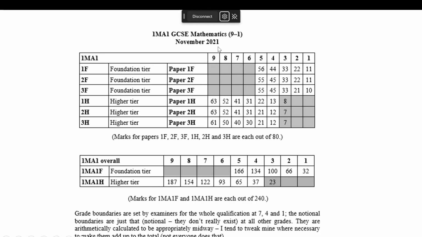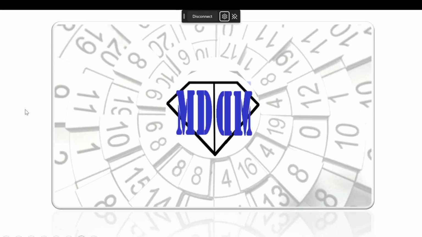Before we get started, I'm just going to show you the grade boundaries for this exam series. So on this foundation tier paper, paper 1, we were looking at 11 marks for a 1, 22 for a 2, roughly 33 for a 3, 44 for a 4, and 56 for a 5, if you want to be looking at where you're heading in terms of marks.